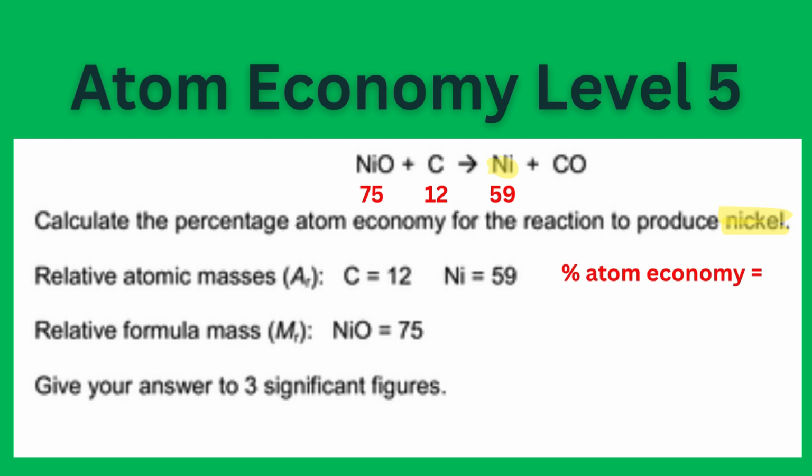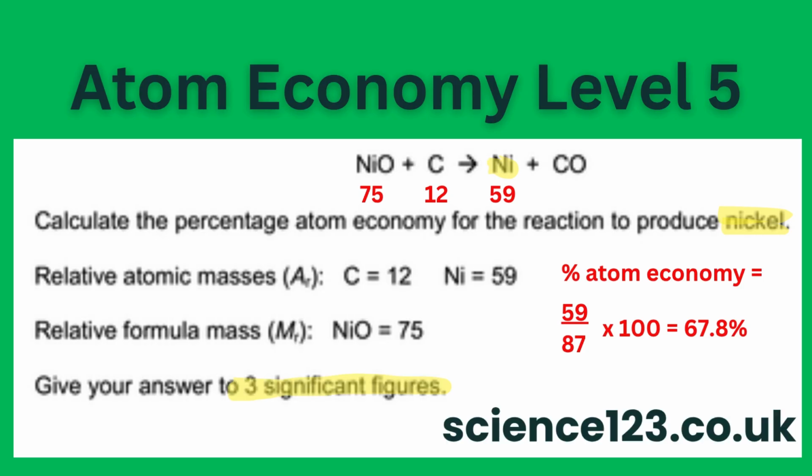We are now ready to calculate the percentage atom economy of producing nickel by this route. The relative atomic mass of nickel is divided by the total relative formula mass of the reactants, then multiplied by 100 to give the percentage atom economy. Always remember to look back at the question to ensure that you have given your answer in the correct format. In this case, to 3 significant figures.